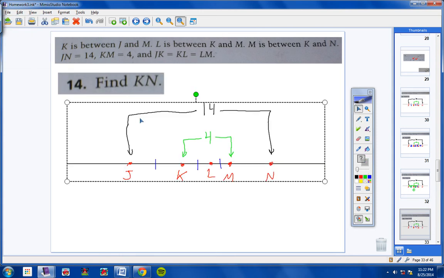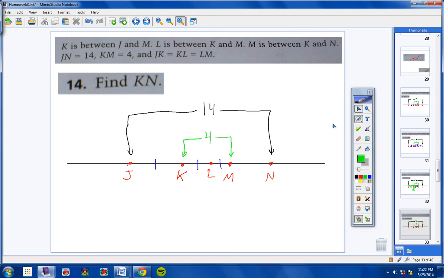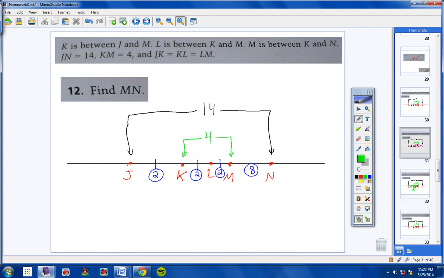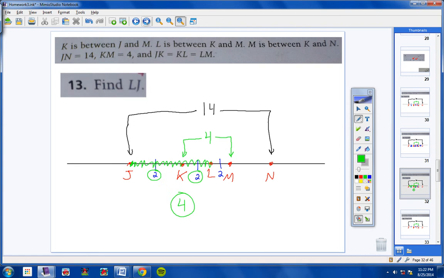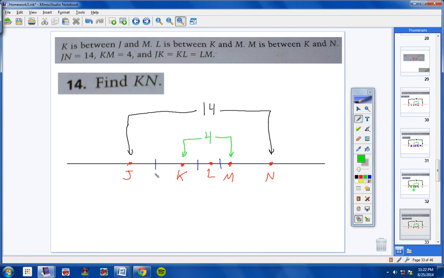Okay, number 14. They want us to find the length of KN. Okay, again, it shouldn't be too difficult. Let's go back a couple pages. Remember earlier we found out the length of MN is 8. Okay, so we know this length here from J to K is 2. We know the length from K to L is 2. We know the length from L to M is 2. And we know the length from M to N is 8. And now we're being asked to find the length of KN.